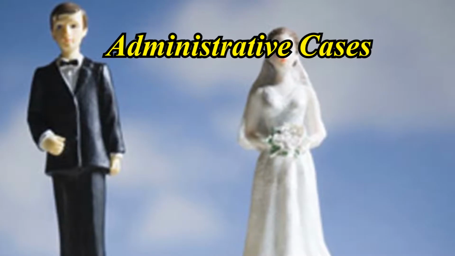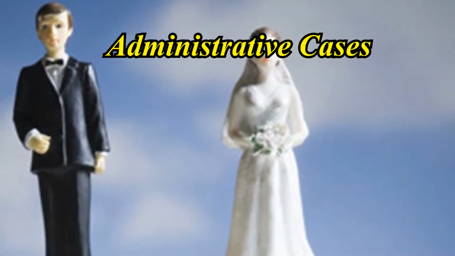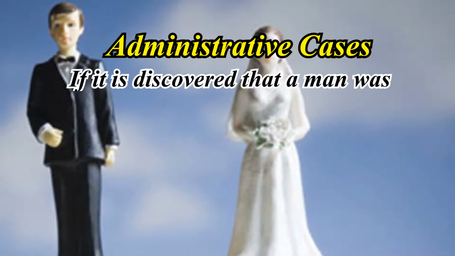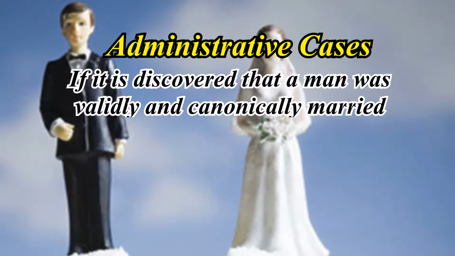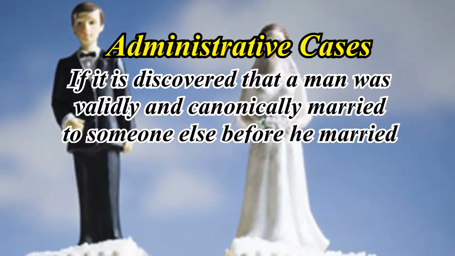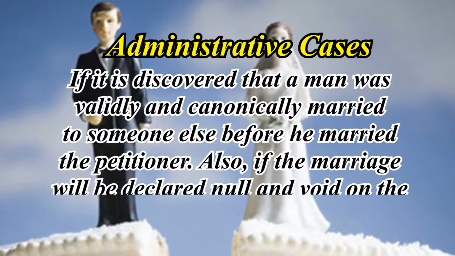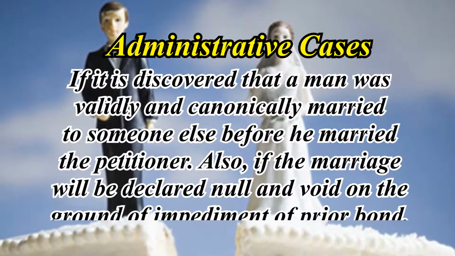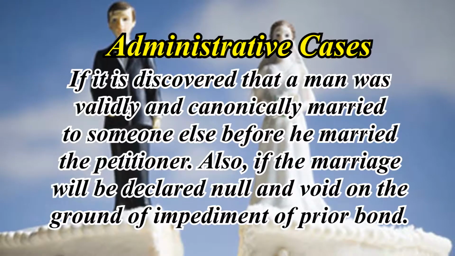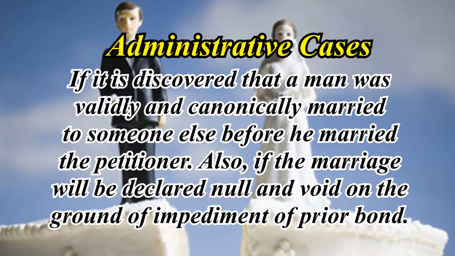And number 7, administrative cases. If it is discovered that a man was validly and canonically married to someone else before he married the petitioner, the marriage will be declared null and void on the ground of impediment of prior bond.